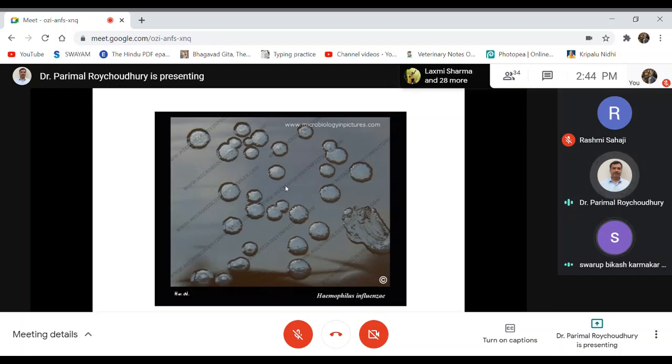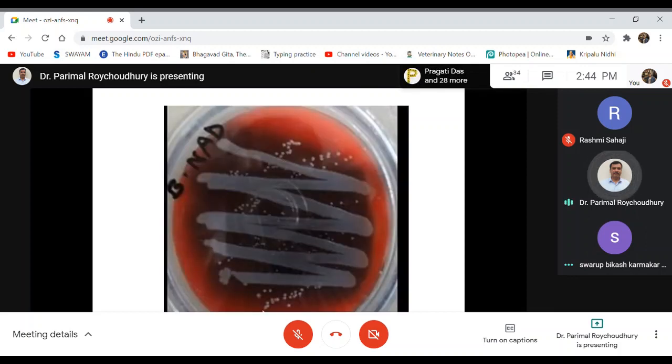The colonies look like a drop of water on the surface of the agar. Okay. This is another example of a Streptococcus organism which produces very pinpoint colonies. These are the colonies, very small colonies in the blood agar media, and they're basically alpha hemolytic.